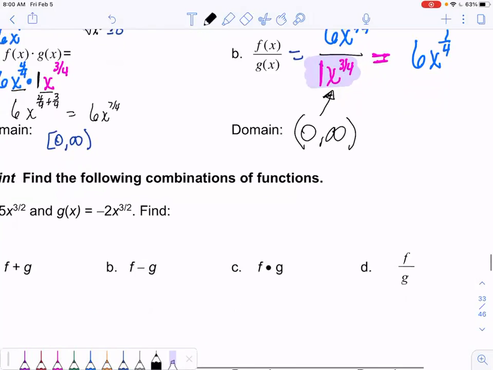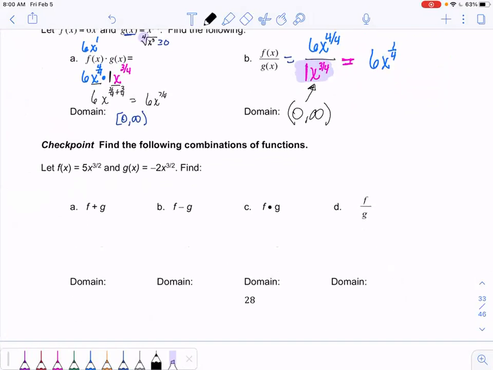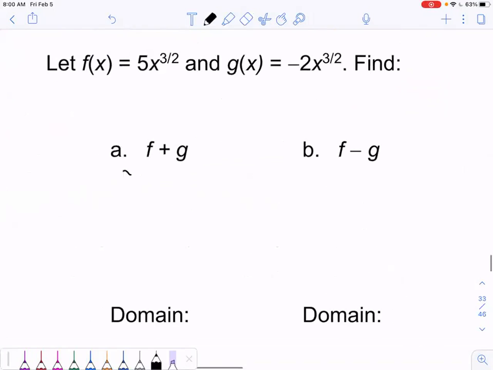So I'd like you to try those last 4 problems. This is like cheater notation. It says take f plus g. That's still saying take f of x plus g of x. Just being a little shortcut here. So try those 4 problems. Think about the domain. What's going on with that x? So what would the domain be? X to the 3 halves.